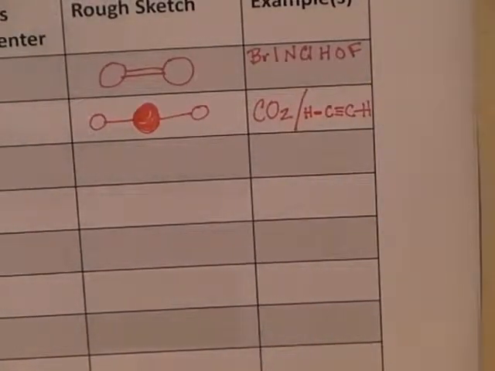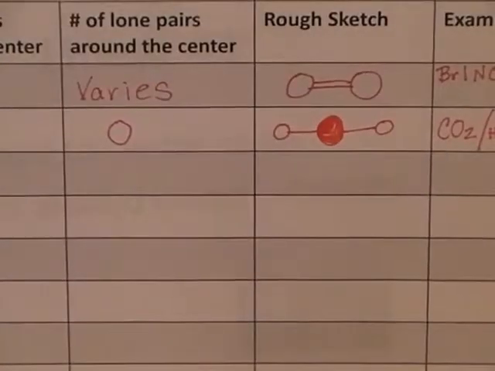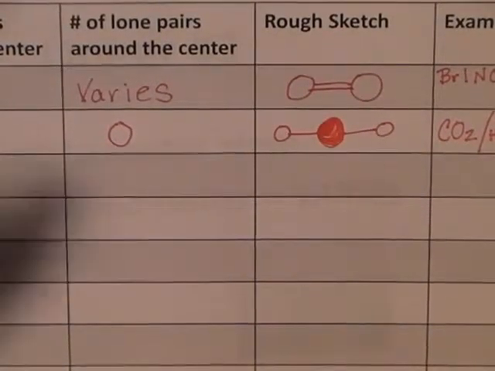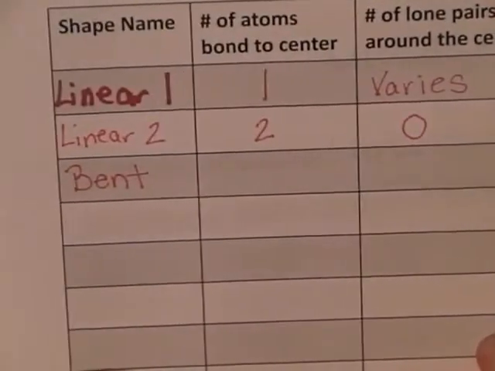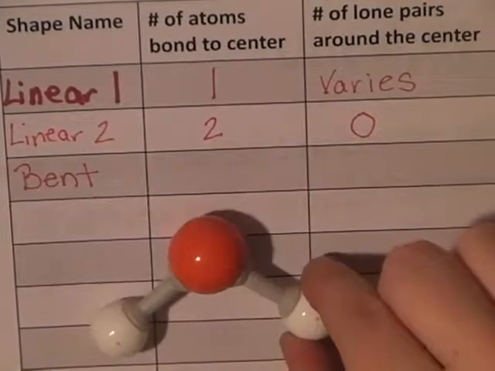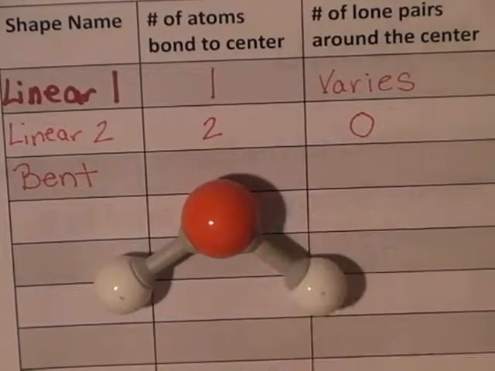Next shape is, is this the order I want to go in? No, we're going to do this one next. No, let's go ahead. Next one is the bent shape. All right, sorry, bent shape. And a perfect example is water, or a molecule or a compound that looks like that.